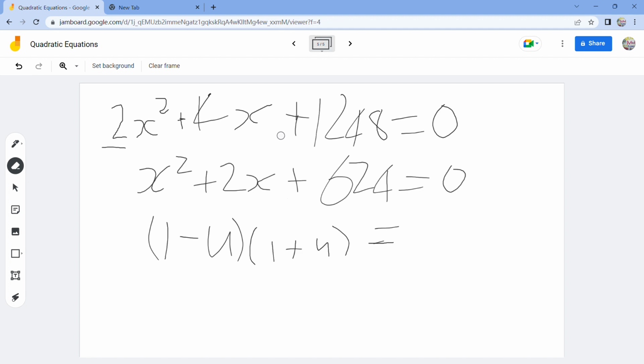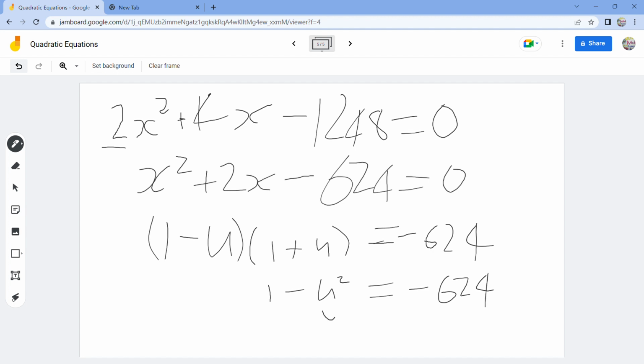So 2 divided by 2 is 1, the average is 1. 1 minus u times 1 plus u is equal... Really sorry guys, it should be minus. I should have prepared before I did it. But this is minus, okay? This is minus. So it equals minus 624. So 1 squared, 1 minus u squared equals minus 624.